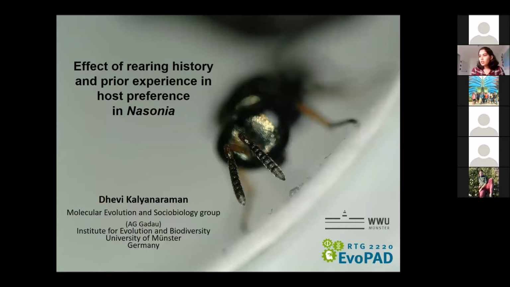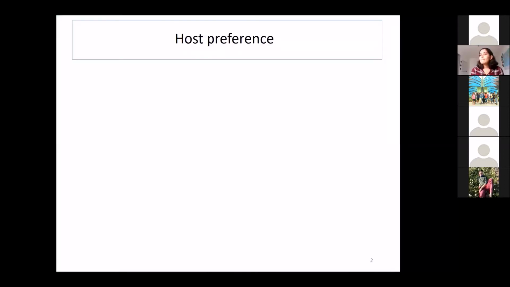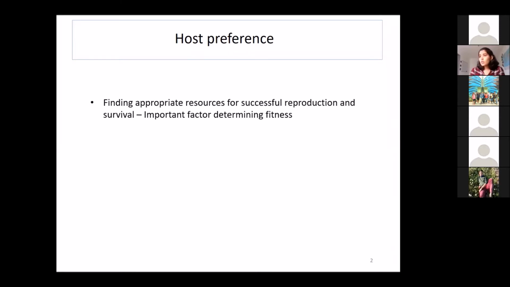First of all, I want to talk about the importance of host preference. For an organism to survive and successfully reproduce, it needs resources, and they have to be appropriate resources. In organisms like parasitoid wasps, these resources are often obtained in the form of hosts, and this is one of the important factors determining their fitness.